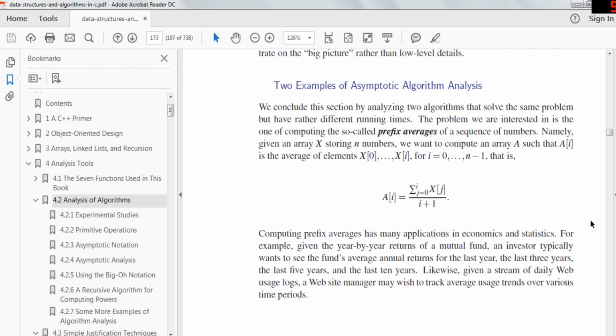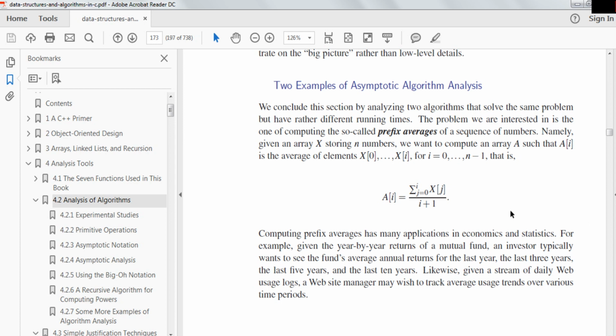Our two examples of asymptotic algorithm analysis. We conclude this section by analyzing two algorithms that solve the same problem but with rather different running times. The problem we are interested in is computing so-called prefix averages of a sequence of numbers. Namely, given an array X storing n integers, we want to compute an array A such that A of i is the average of all the elements. Okay, so all they're doing is trying to compute the average of all the elements.